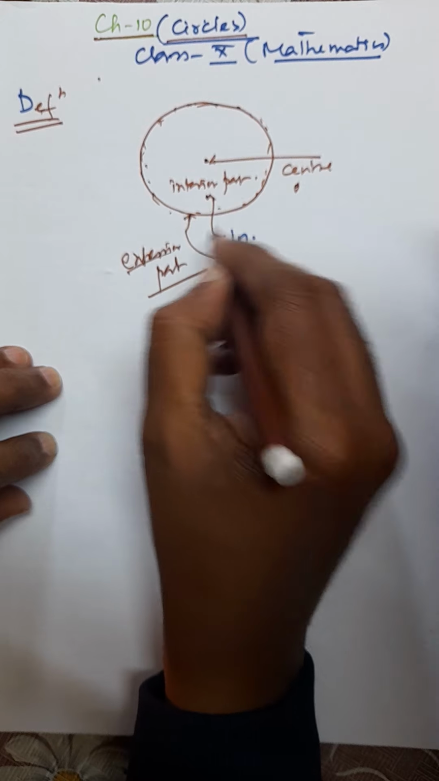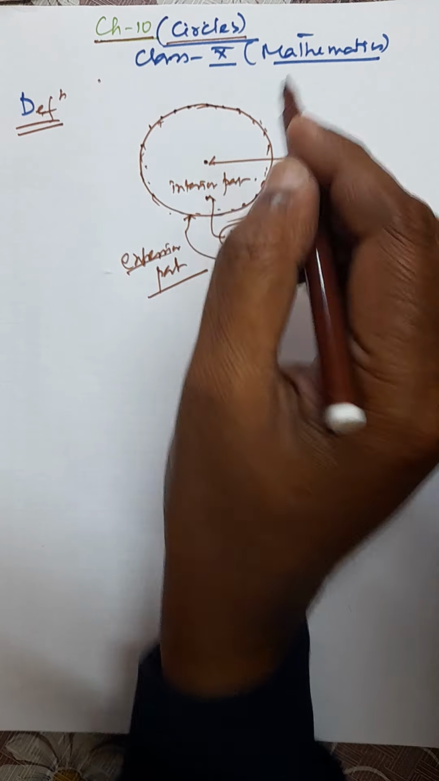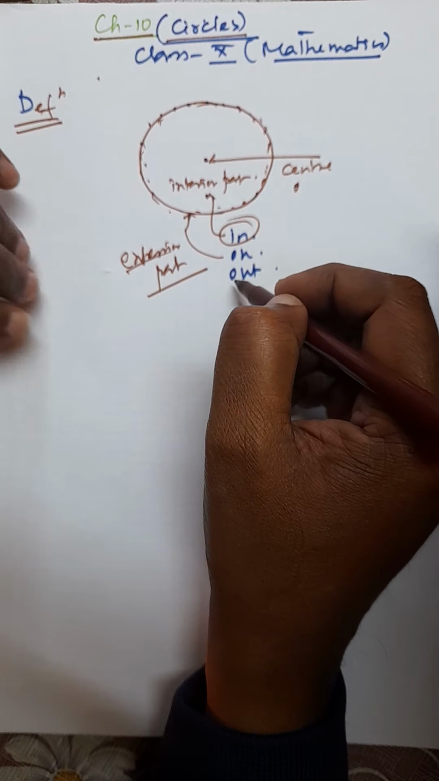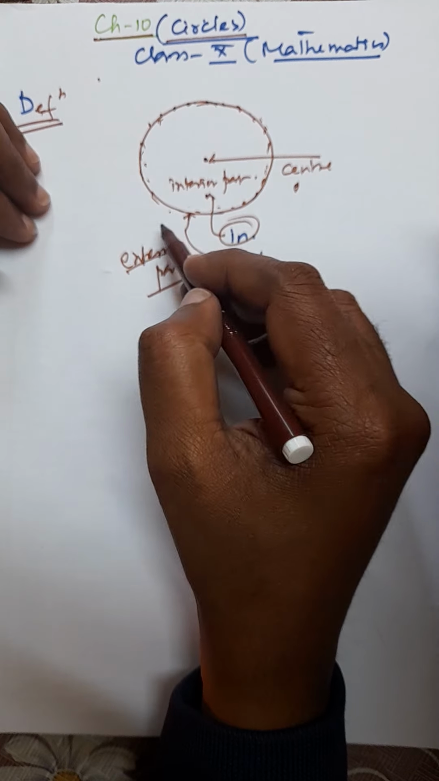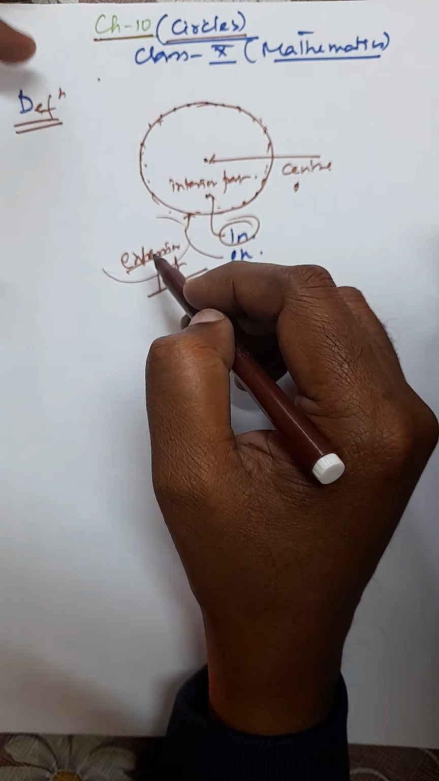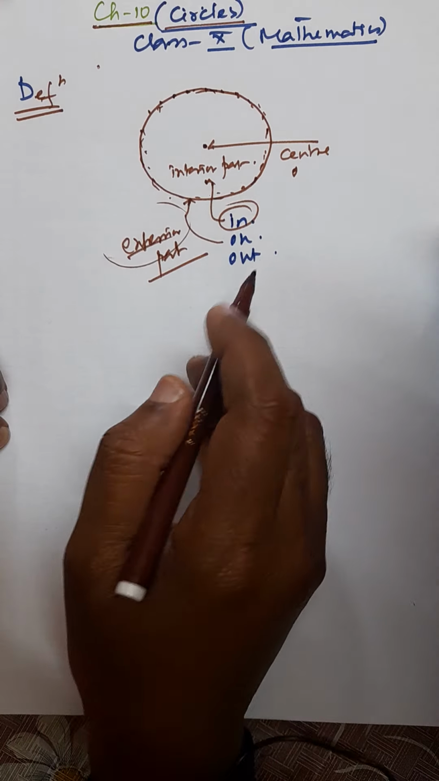Clear? So in the circle means inside the circle. On the circle means just on this simple closed curve, and outside the circle means the exterior part, any exterior part of the circle. These three concepts we need.